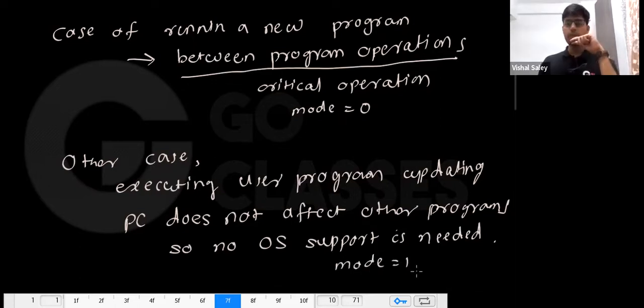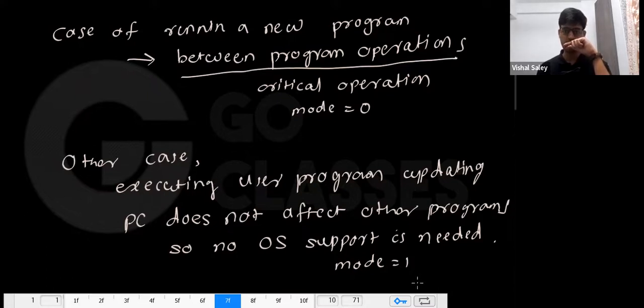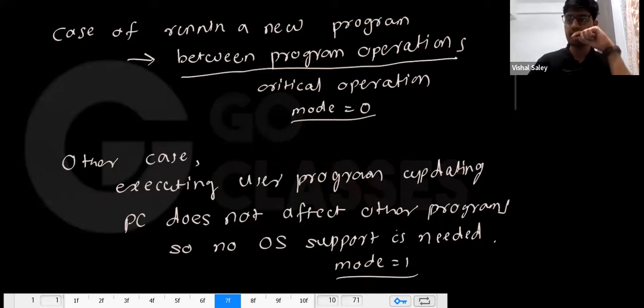Whenever you see some operation, you always ask this question: is this operation affecting the entire system, or is it local to that particular program? For example, calling a function is local to that program, but running a new program affects other programs also, because the operating system has to get involved. So here it's a critical operation. Changing the program counter in this case is a critical operation. That's why its mode is equal to 0, and here its mode is equal to 1. I hope that clears the doubt.